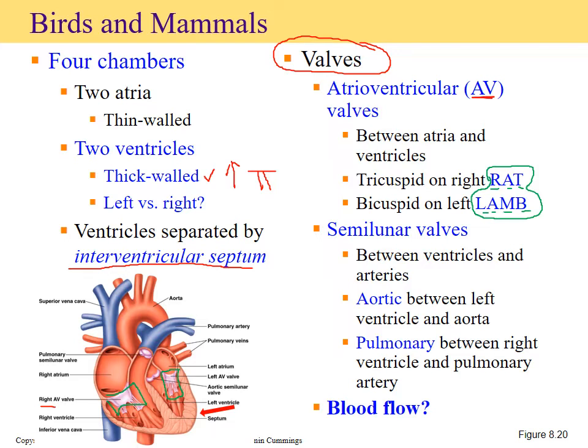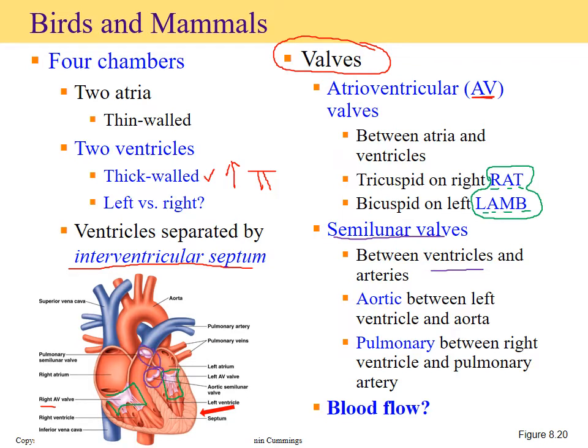Both of the AV valves will regulate motion between the atrium and the ventricle. The semilunar valves are going to be able to regulate movement out of the ventricle. So then what we see happening is if we come over to the illustration, we're going to be able to see them right over here.